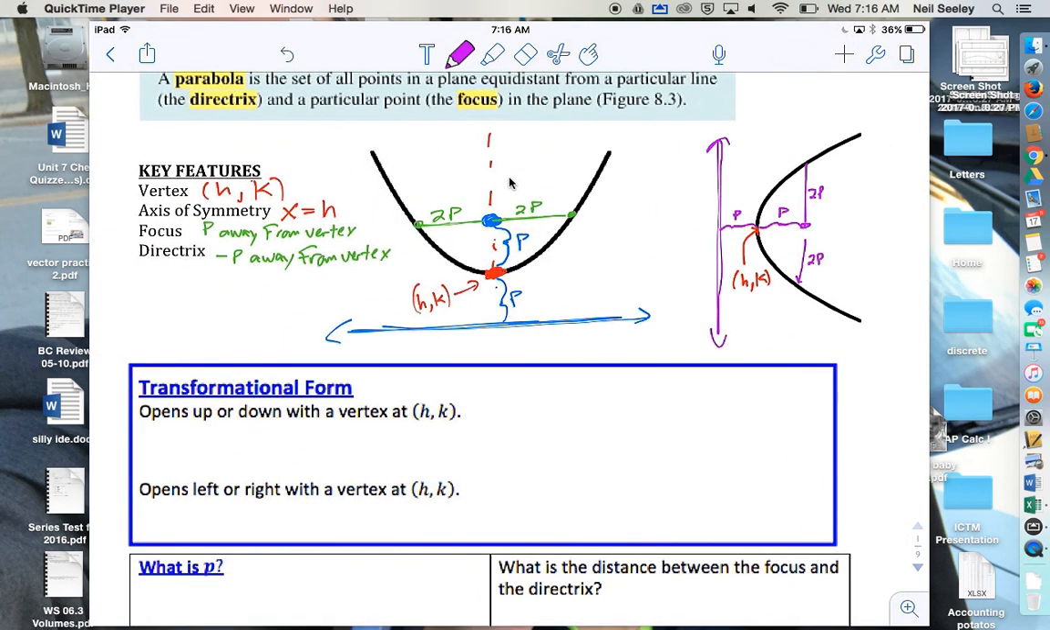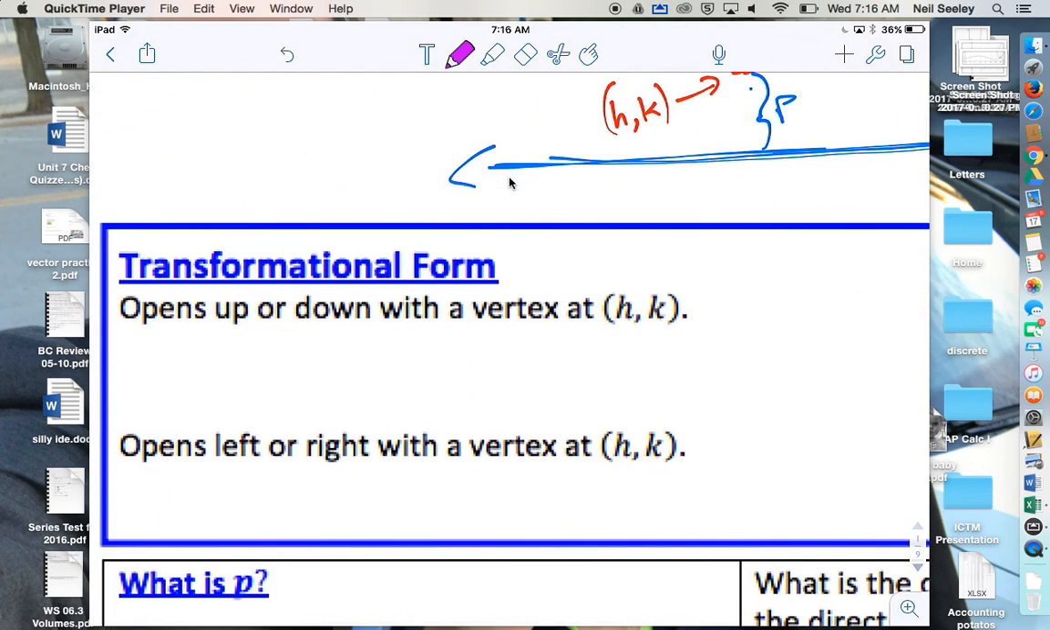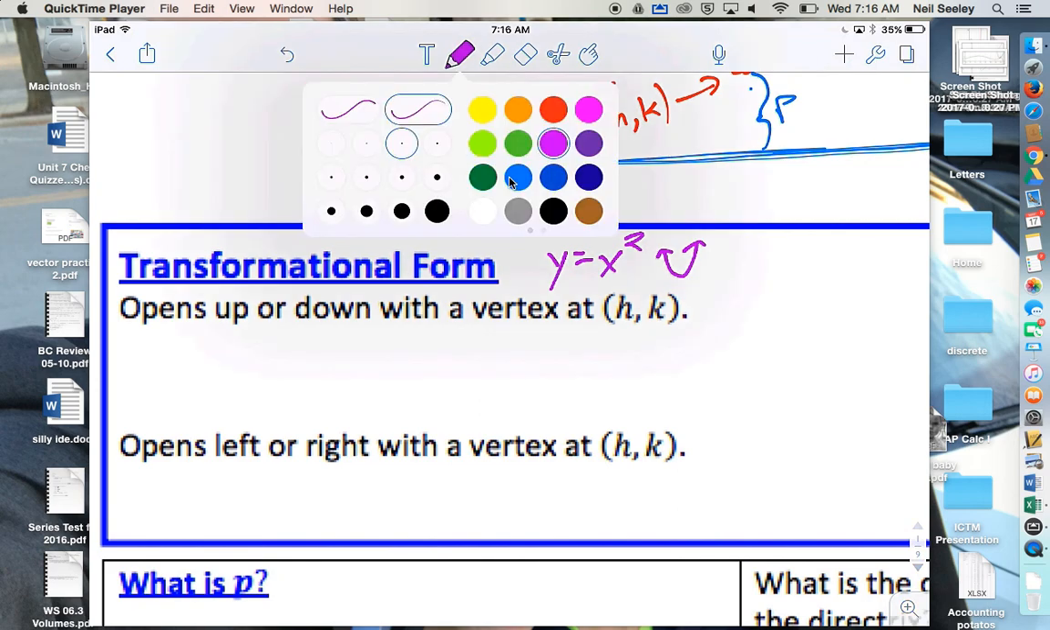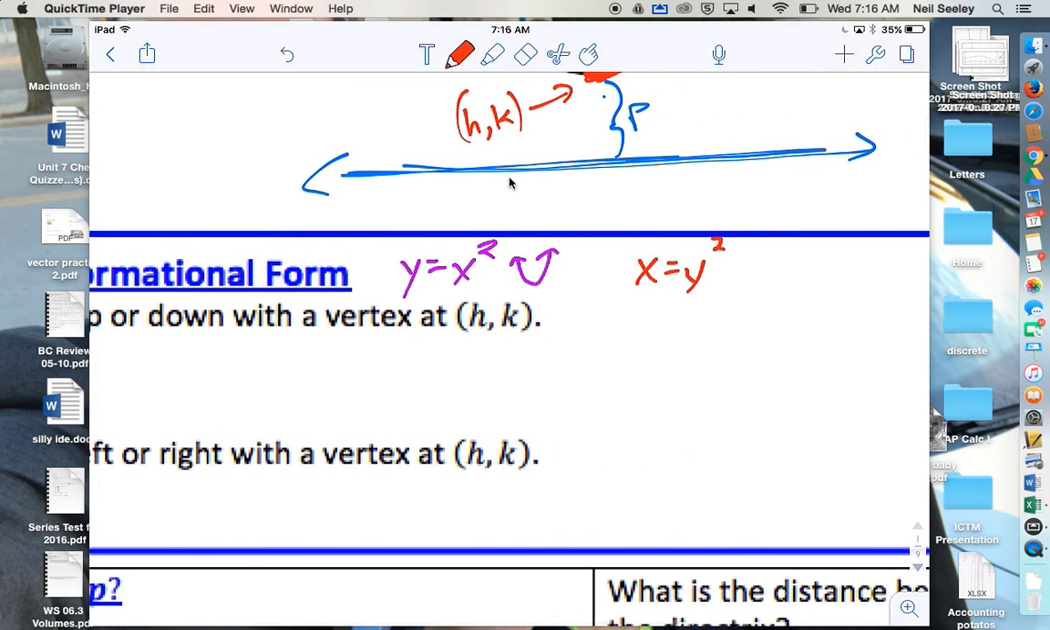Now down below, there's an equation, a way to write it if it's facing up or down with a vertex at a particular spot. If you think of in the old days, y equals x squared was your traditional up and down parabola. Okay. And let me do another one, different color here. If you did x equals y squared, we did it, I think, once on Desmos. We put it together one day. x equals y squared would be sideways.